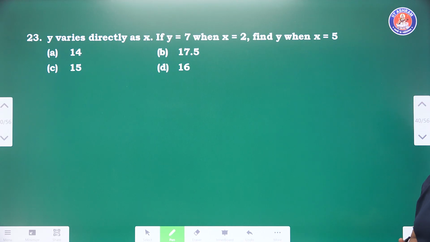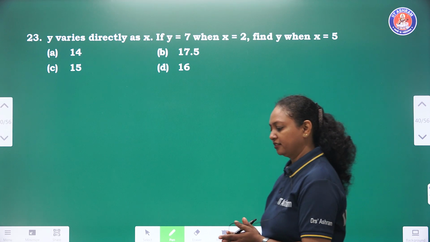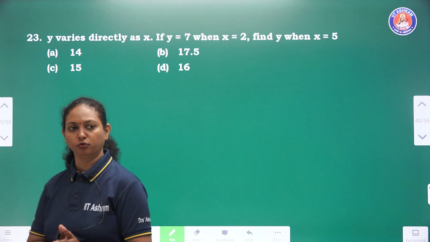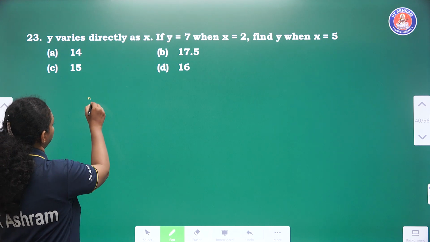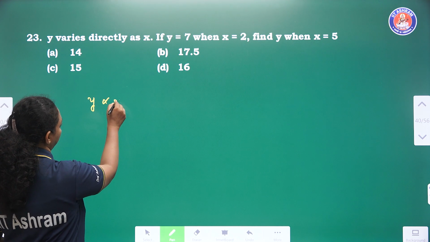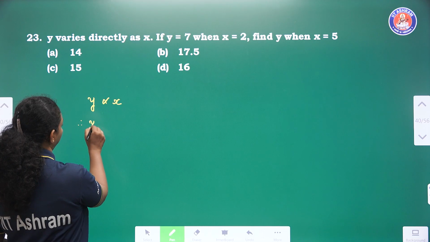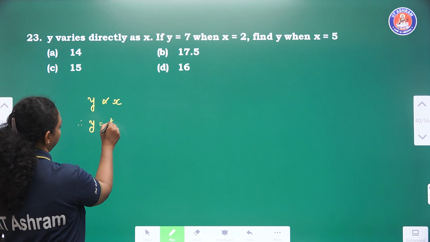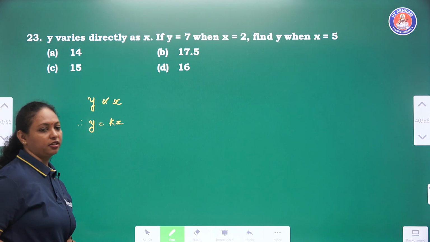Y varies directly as X, ratio and proportion. Right? Y is directly proportional to X. So we know that we can write that Y is directly proportional to X. Therefore, Y is equal to K into X.